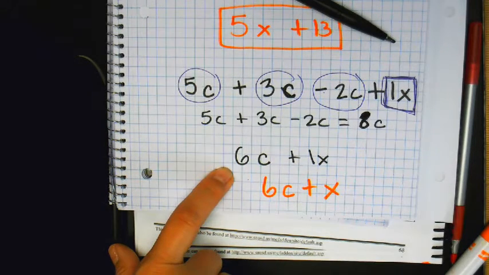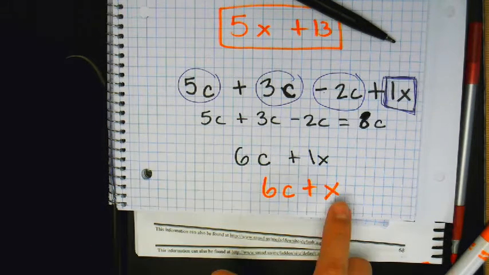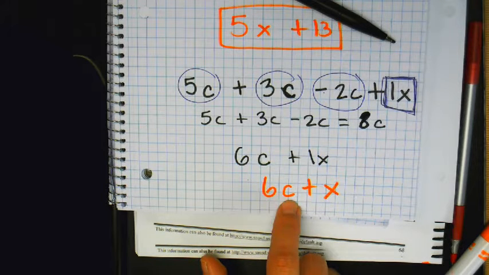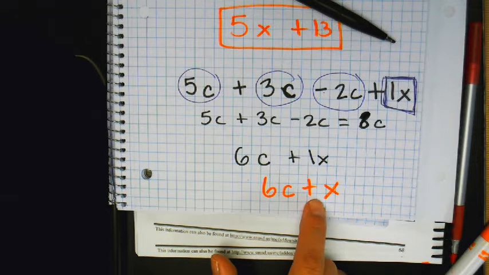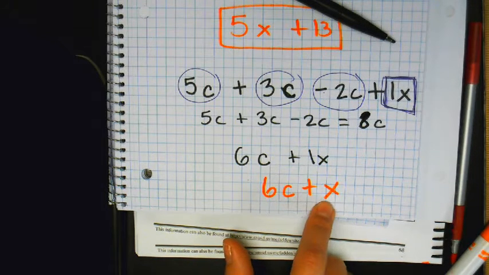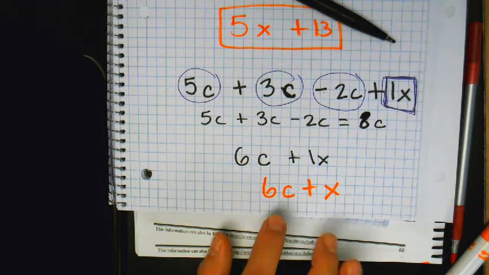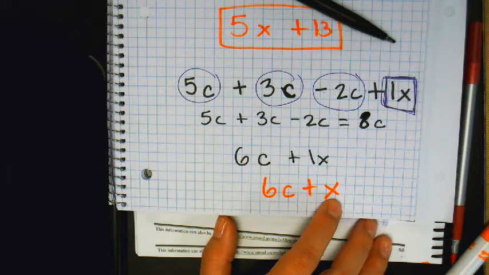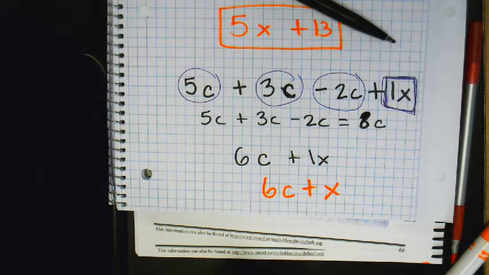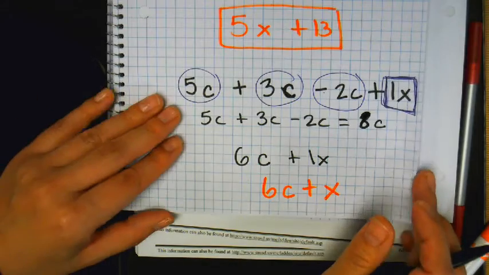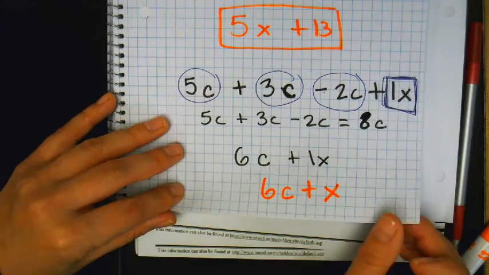Excuse me? Well, this is an x and this is a 6c. This is like 6 candy bars plus an x-ray. You can't say you have 7 candy bars. No, you have 6 candy bars plus an x-ray, because you randomly took an x-ray. But what if the answer was 6c plus 2x, but it still be x?